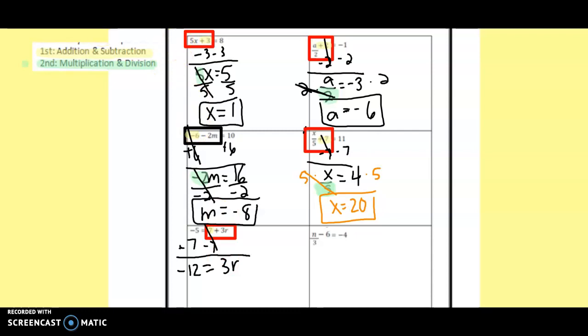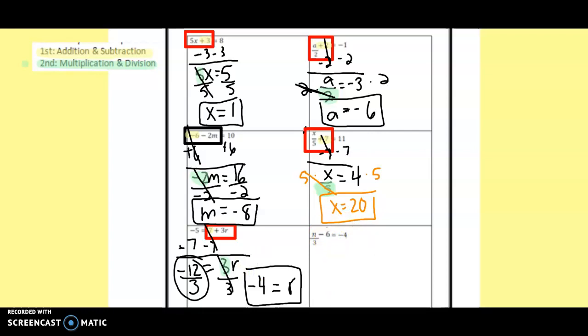Then from there, our second step is to undo multiplying and dividing, and you see multiplying right here, 3 times r, like I mentioned before. So to get rid of it, we're going to divide. So we divide and cancel, divide on the other side, and we get r equals negative 12 divided by 3 is our answer of negative 4. So a little bit trickier.